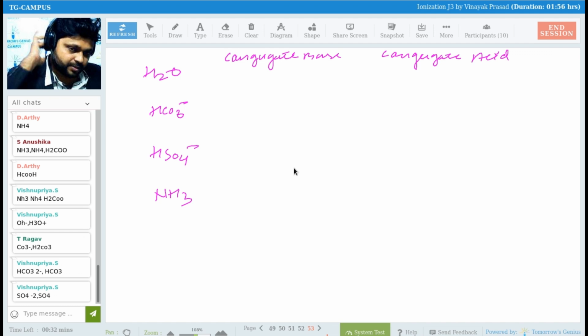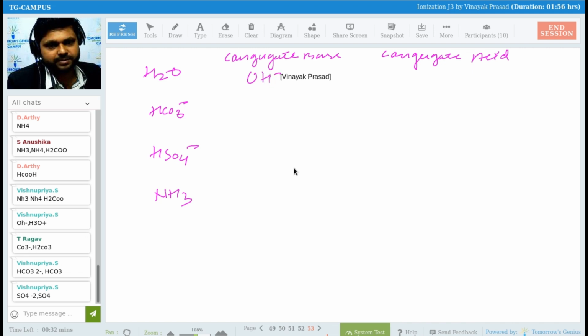See here, guys. So it will be what? For H2O, you will be removing one hydrogen from here. So it will be OH minus. Here it will be HCO3, so what will be there? CO3 will be there. Is it okay? Conjugate base will be what? You have to remove one hydrogen from here. So CO3 2 minus will be there.